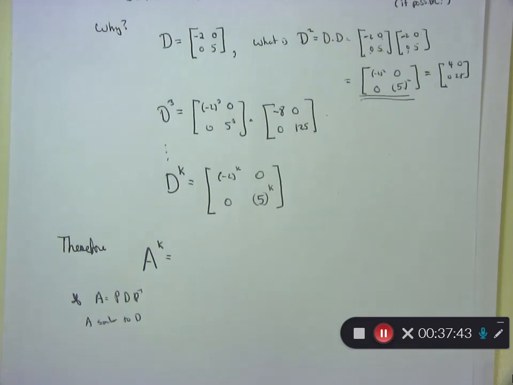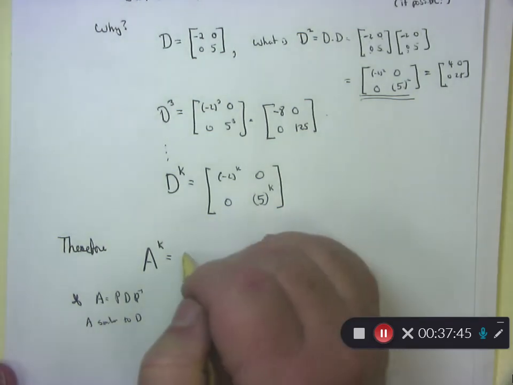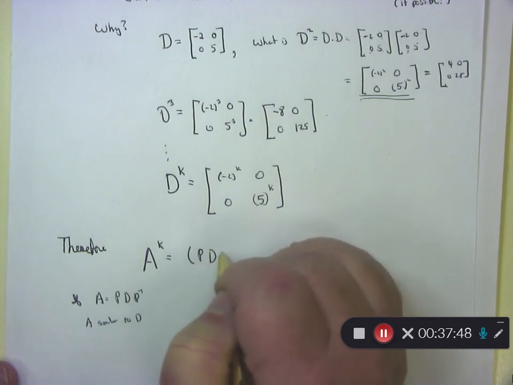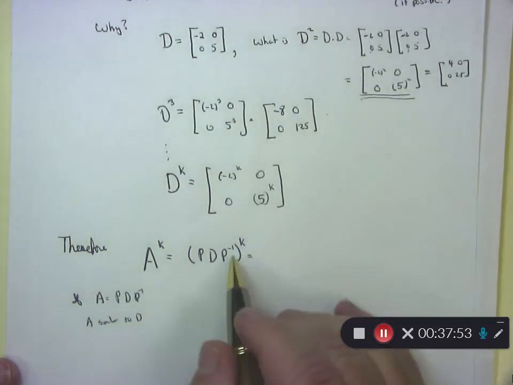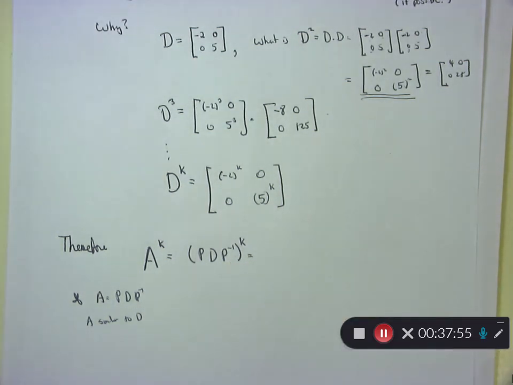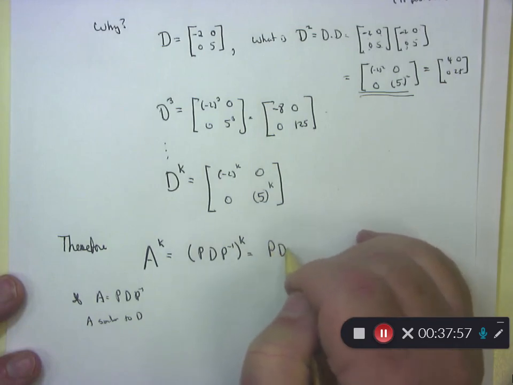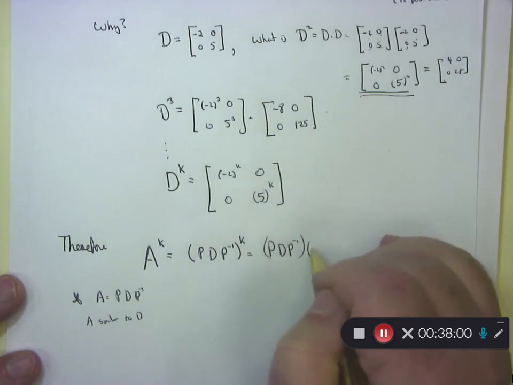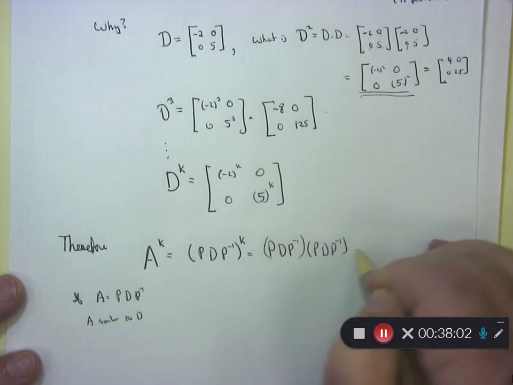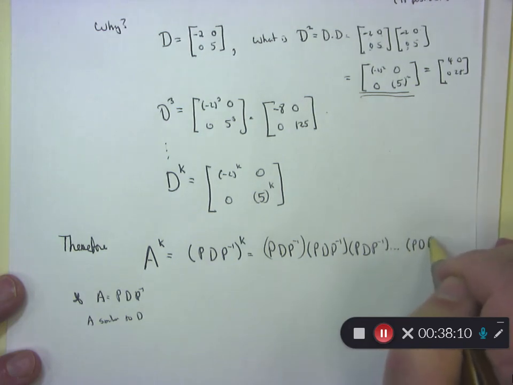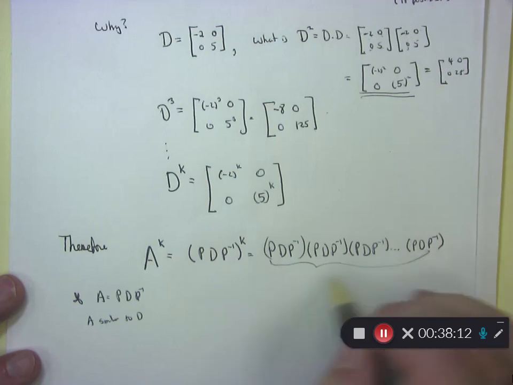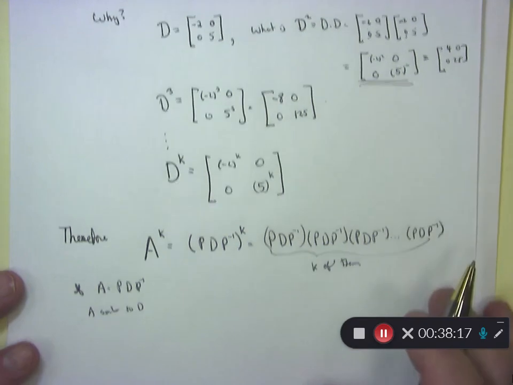Well, what would A to the k be? A to the k would be the same thing as P D P inverse to the k. Got your pattern here. Which would be, well, I got k copies of this P D P inverse. This would be PDP inverse times PDP inverse times PDP inverse, times PDP inverse. And how many of these guys do I have? k of them. Does that make sense?